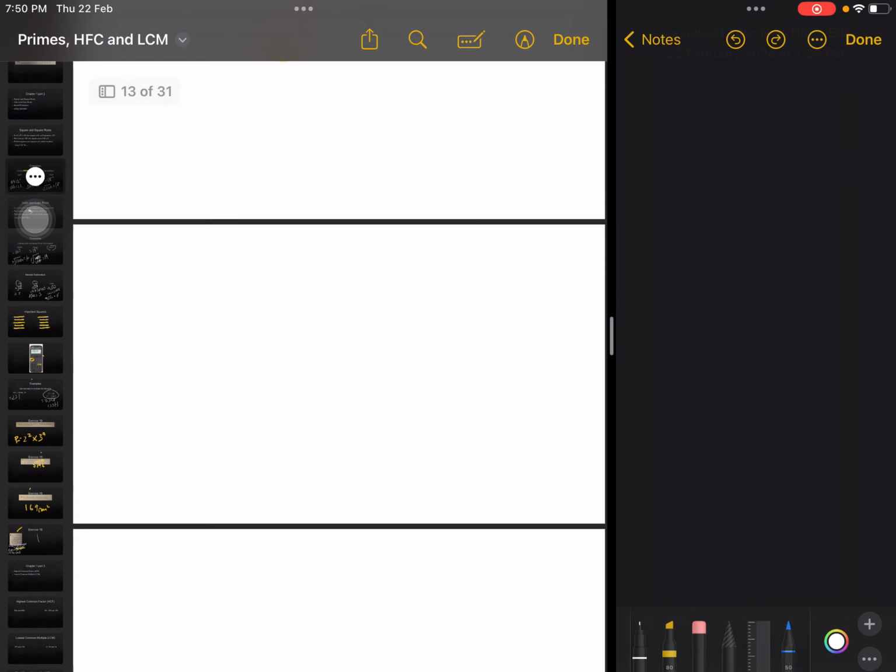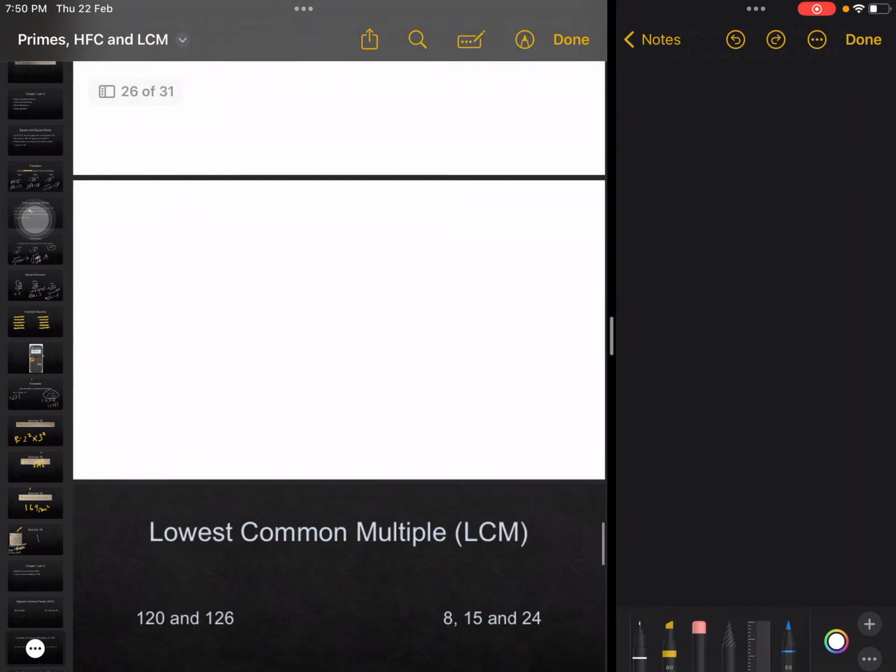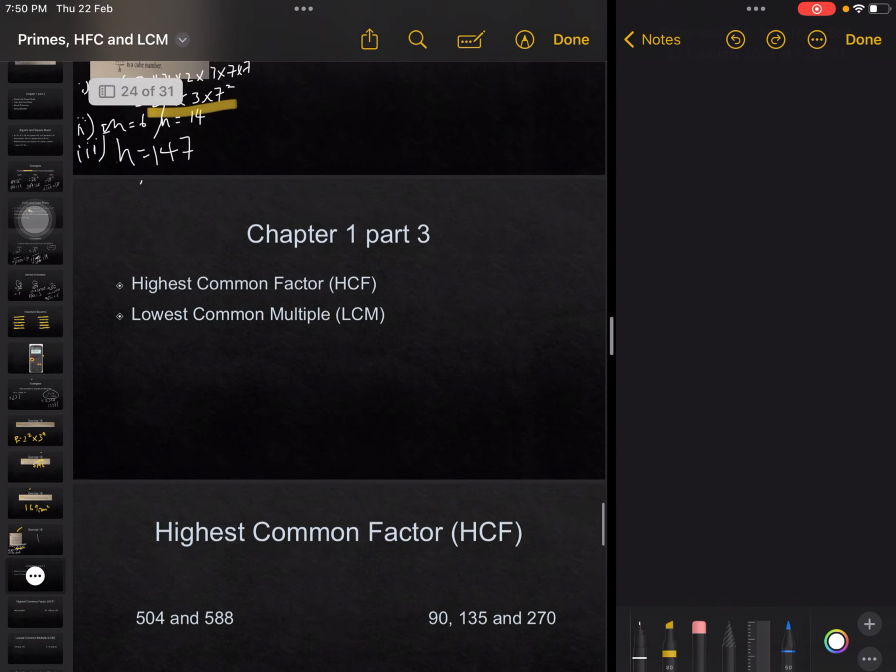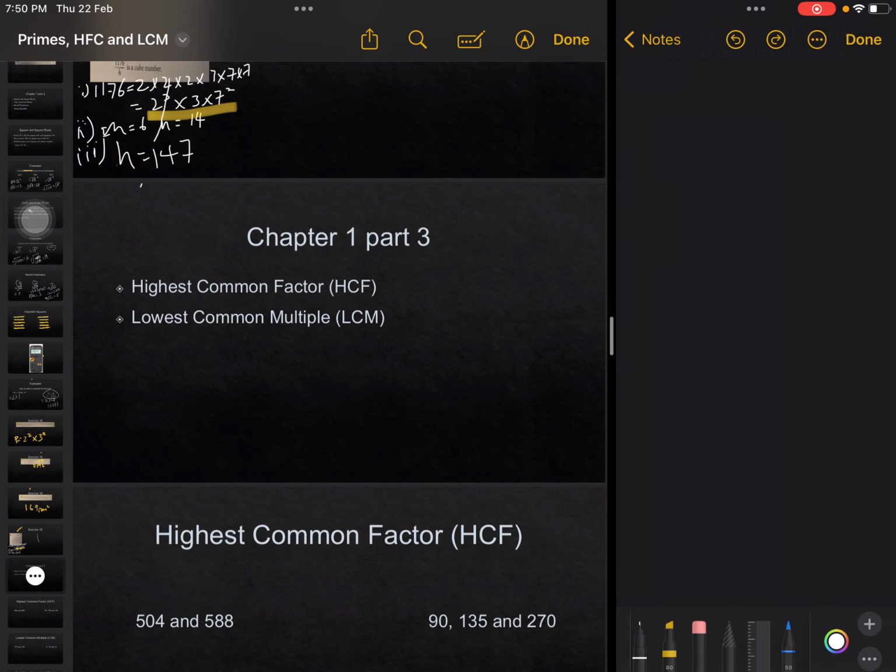Today our agenda is to go through chapter 1 part 3 on lowest common factor and highest common factor, how to find highest common factor, and also lowest common multiple.